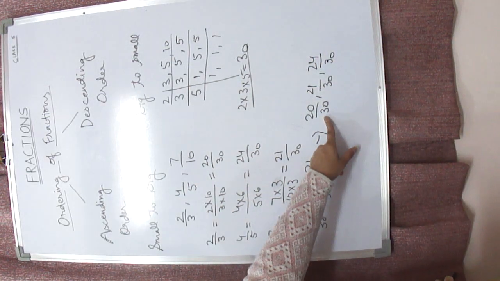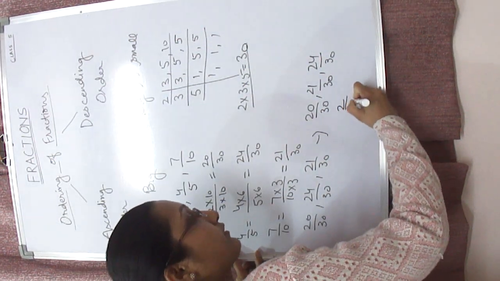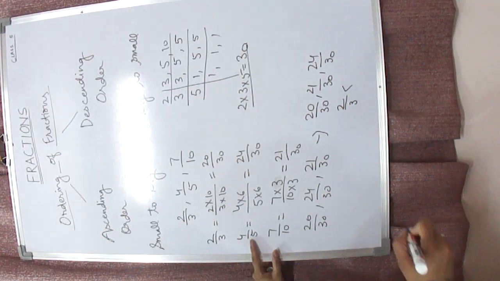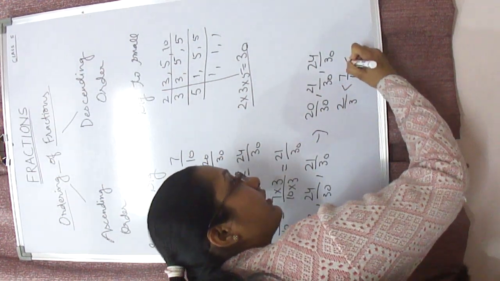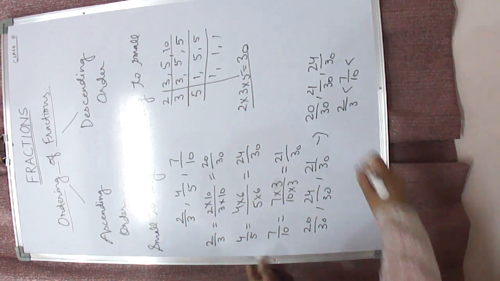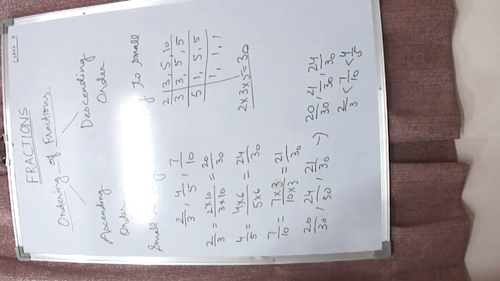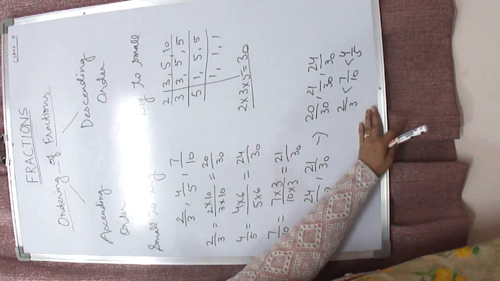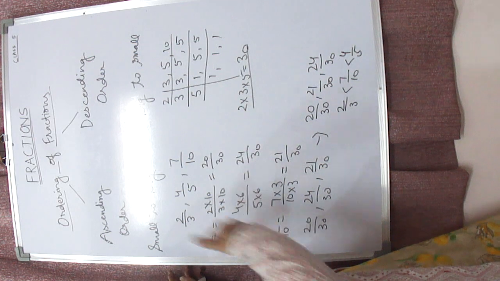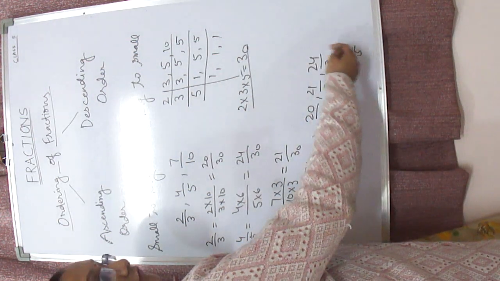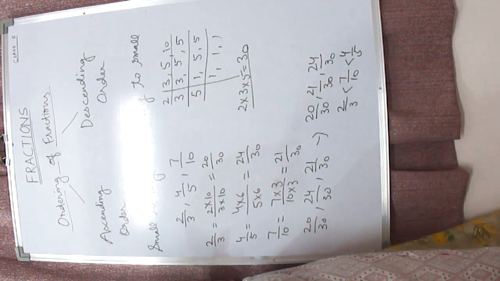Which one is 20 upon 30? It's 2 upon 3, which is smaller than 7 upon 10, and this is also smaller than 4 upon 5. So hence my fractions are arranged in the ascending order. Similarly, if asked to arrange them in the descending order, it will become 24 upon 30, then 21 upon 30 and then 20 upon 30.